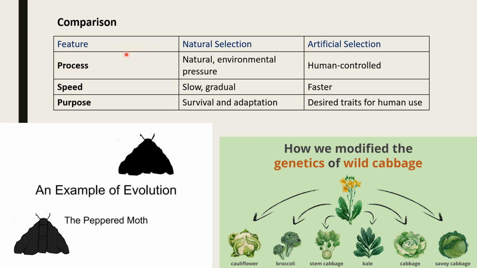Comparison. The features: natural selection is natural environmental pressure, while artificial selection is human controlled. Speed: natural selection is slow and artificial is faster. Purpose: survival and adaptation, while artificial is for desired traits for human use.